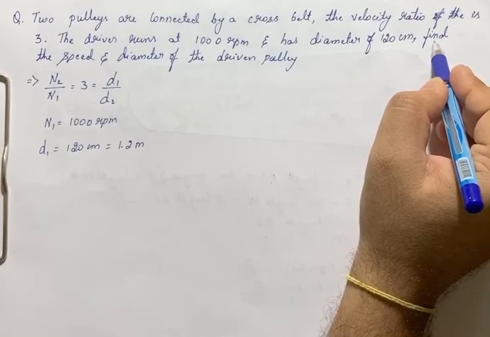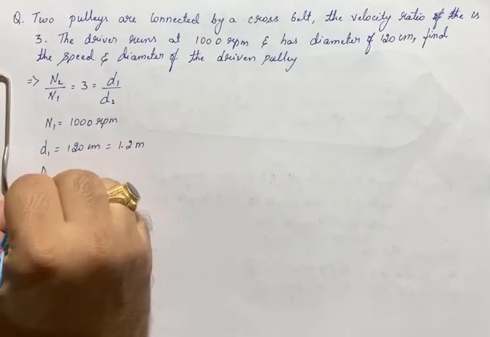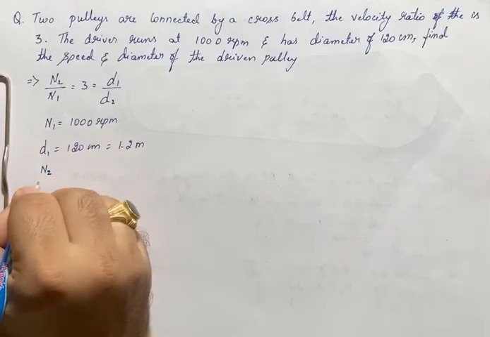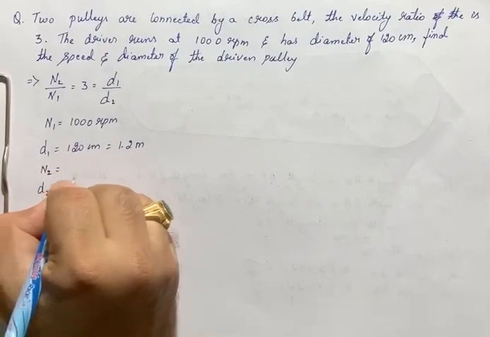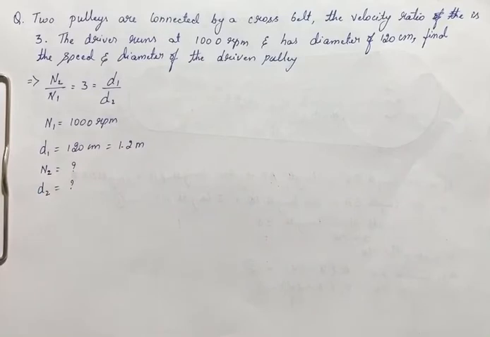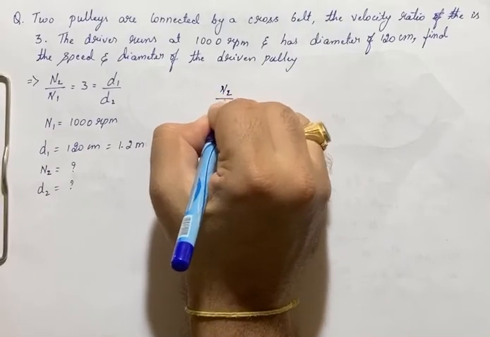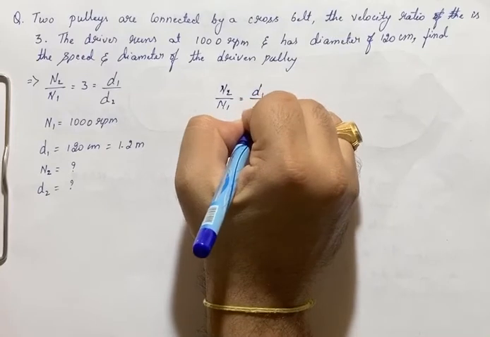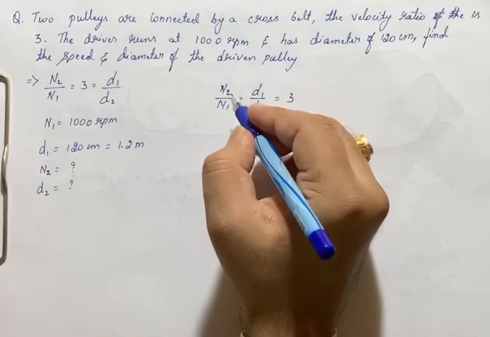Now what is asked? Find the speed and diameter of the driven pulley. That is the speed of driven pulley, N2, and the diameter of the driven pulley, D2. These two we need to find out. Now what is the formula we have? N2 by N1 is equal to D1 by D2. This is nothing but 3, as he has given.